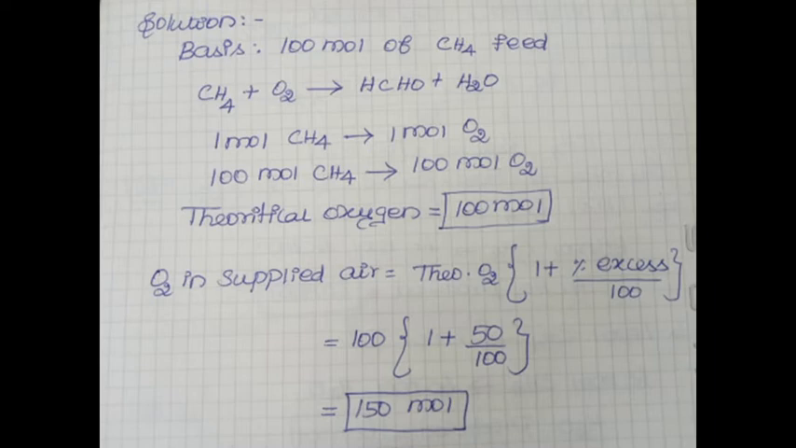This is the theoretical oxygen. Next we calculate the oxygen in supplied air. The formula is: oxygen in supplied air is equal to theoretical oxygen into 1 plus percentage excess by 100. The percentage excess is given in the problem, so substitute that value here: theoretical oxygen is 100, times 1 plus 50 divided by 100. So finally we get oxygen in supplied air as 150 mole.